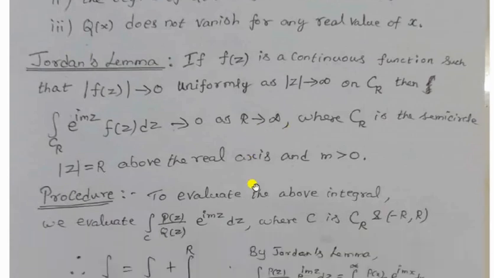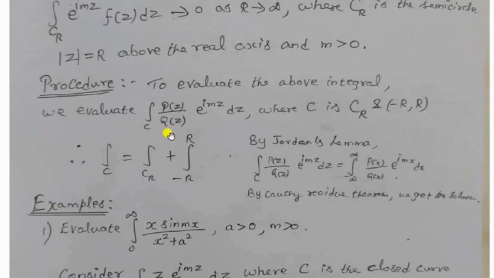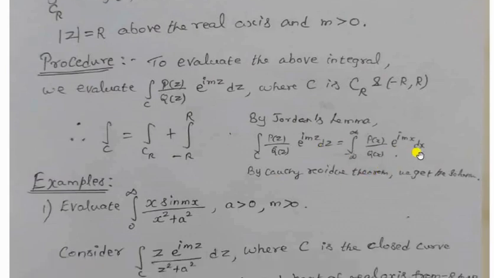The procedure to evaluate this problem is, as usual, consider the contour and split and rewrite it, one with the real axis, another with the upper semicircle. Consider the function of x as a function of z here. Then by Jordan's lemma, the integration over the semicircle will tend to 0. Therefore, the problem will reduce like this. Then using the Cauchy residue theorem, we'll get the solution.